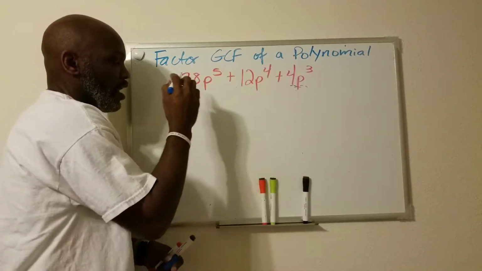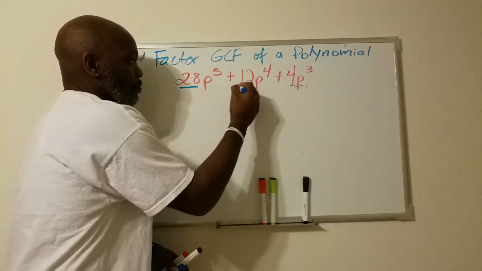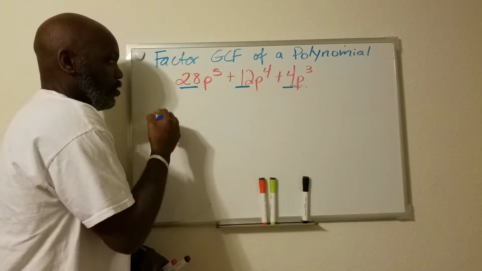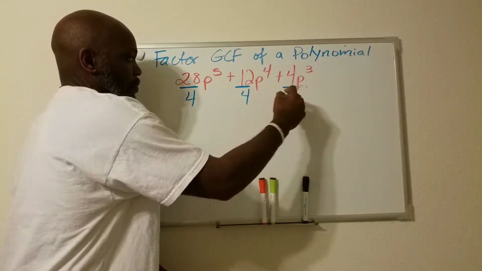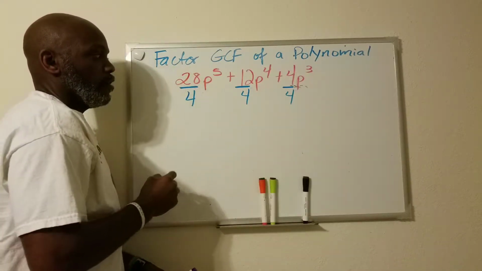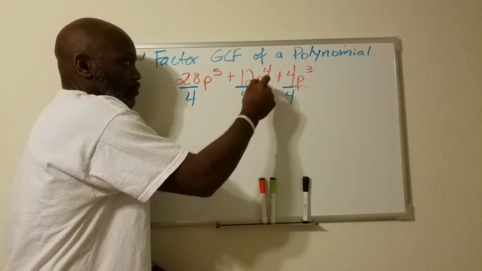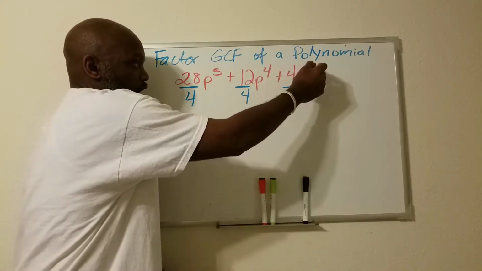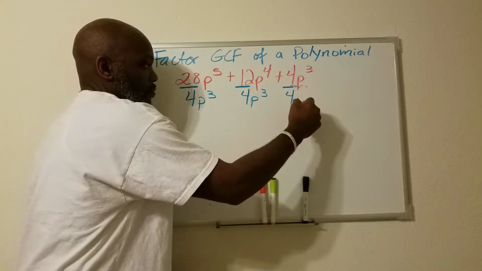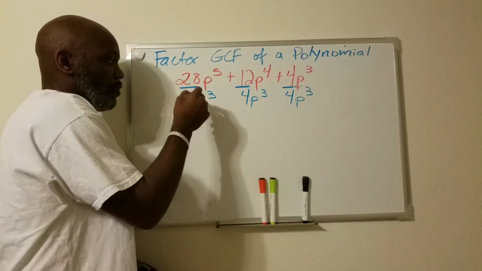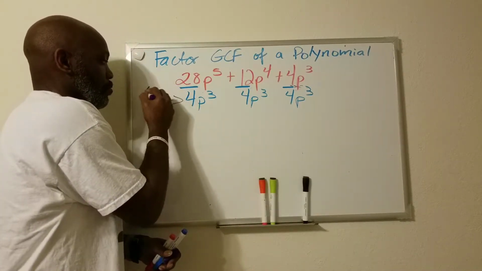And so what I know for sure is that I have to find the greatest common factor of 28, 12, and 4. And the greatest common factor is going to be 4. I know that for sure. All right. And so then I have to find the greatest common factor for the variable and the exponent. And the smallest exponent is p to the third. So 4p to the third is my greatest common factor.